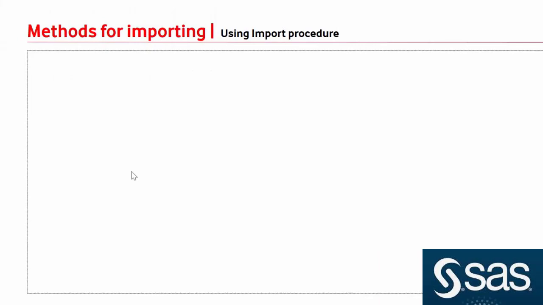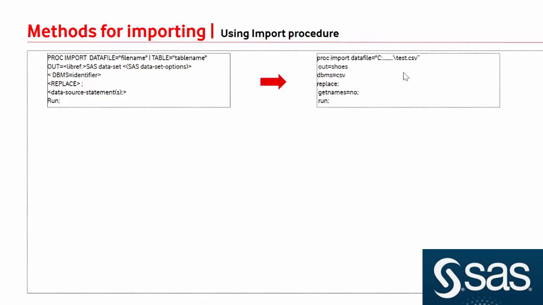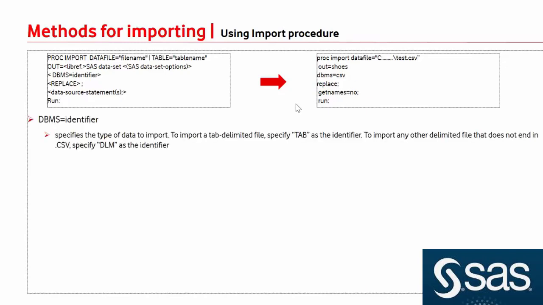Methods for importing. Another way is by writing a procedure code. This is the generic code. In the example, we are importing test.csv from this path and storing it in dataset shoes. And we are mentioning some commands to be followed while importing. Let's see what these commands are.